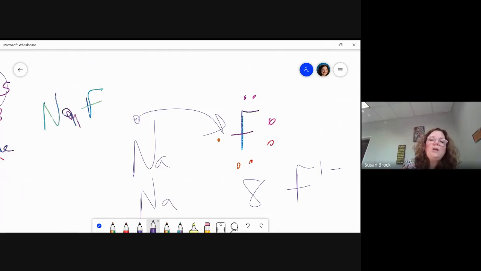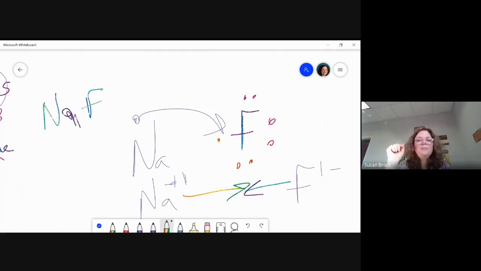And sodium will have gone down an energy level, so it has a full energy level, and now will be a 1 plus. And now, because of their charges, they will attract each other. And they will bond and become a whole new compound. Not element, compound.